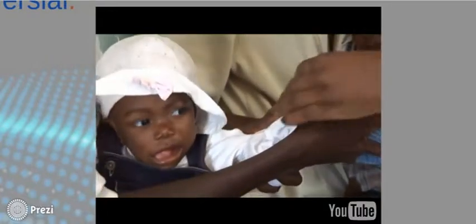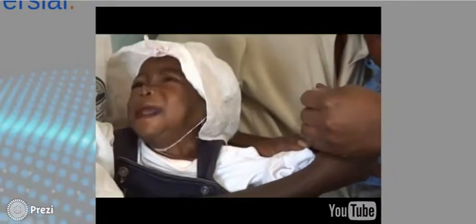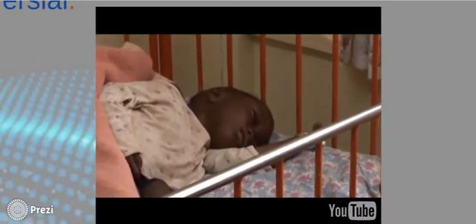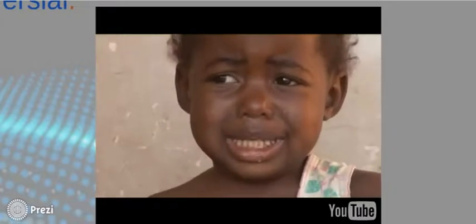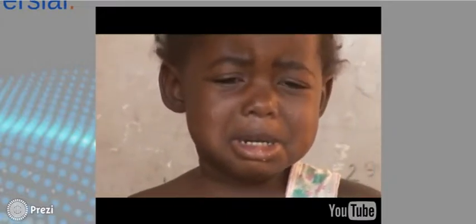Despite medical advances, the disease continues to be a problem. It is estimated that every 60 seconds a child under the age of 5 dies from malaria in Africa. But there is hope that one day malaria will no longer burden the people of Africa.